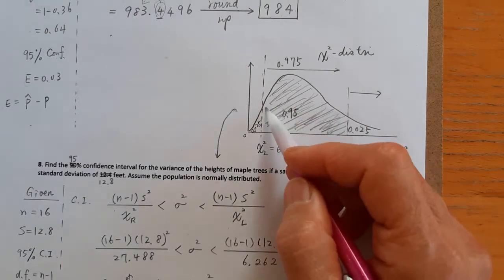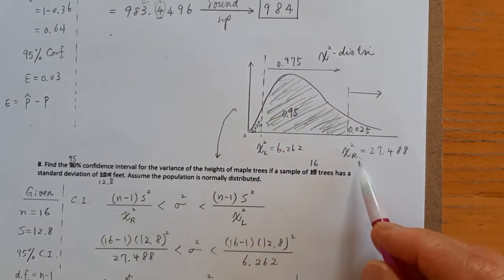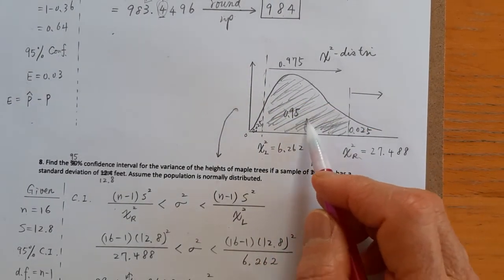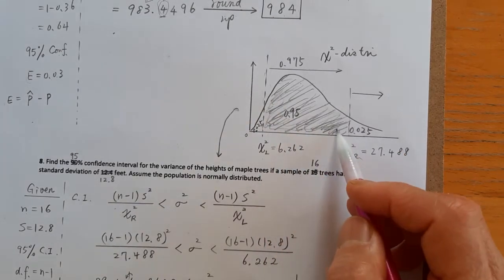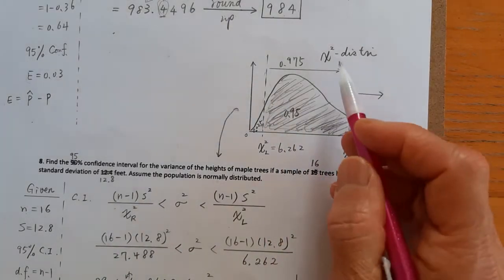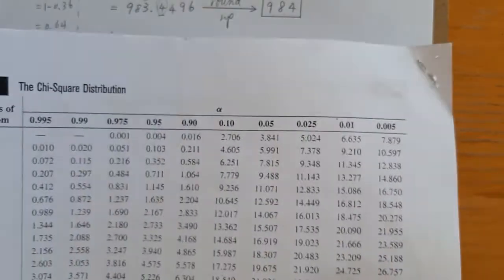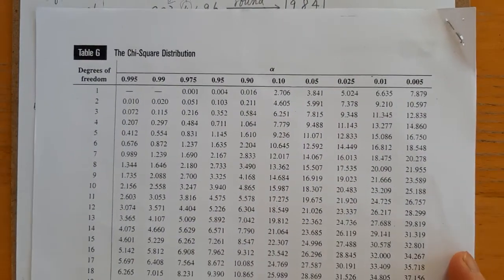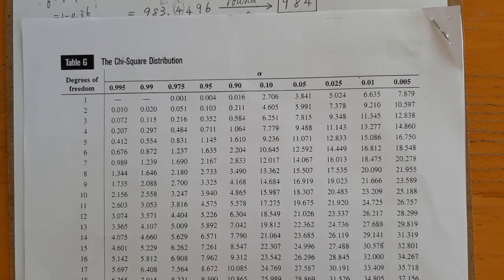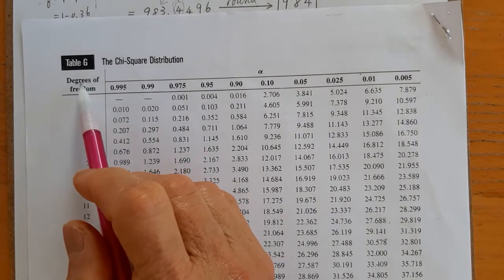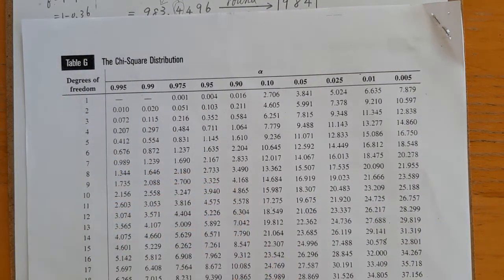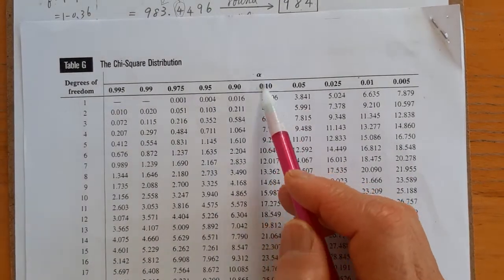95% confidence, that's between chi-square left and chi-square right. This area is 95% confidence. And this is a chi-square distribution for the variance. Now we have to look at the chi-square table. This is a chi-square table. We also need degree of freedom, and we need alpha.